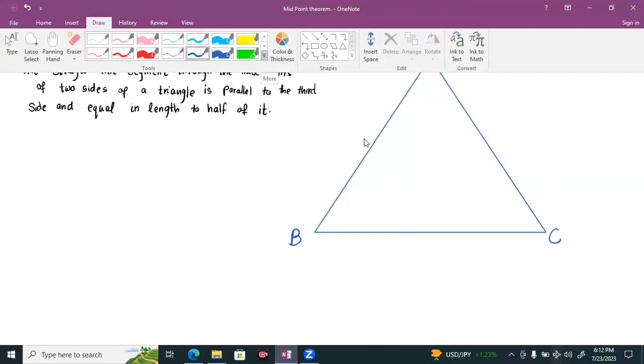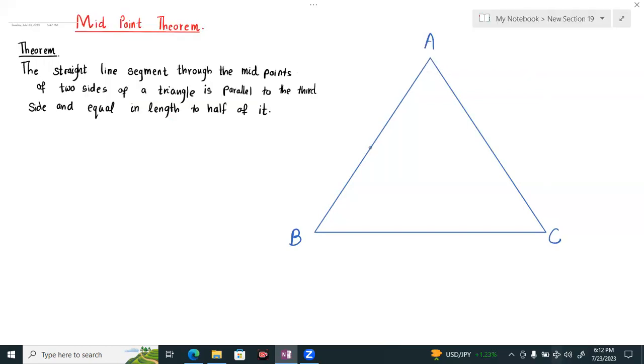Now think, here the point x is on AB, the straight line segment. AB is a side of the triangle ABC. Okay? Then how do we identify whether x is the midpoint? Can any of you mention it? How do we detect whether x is a midpoint of the side AB?